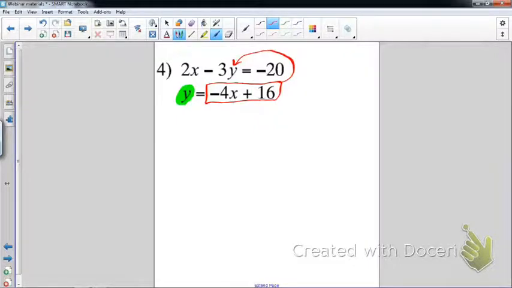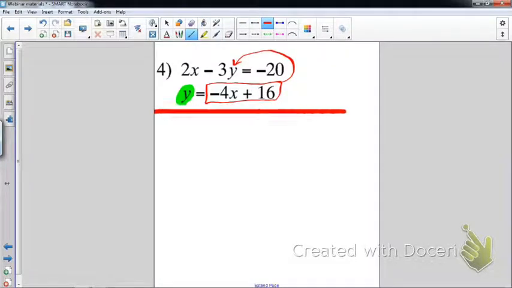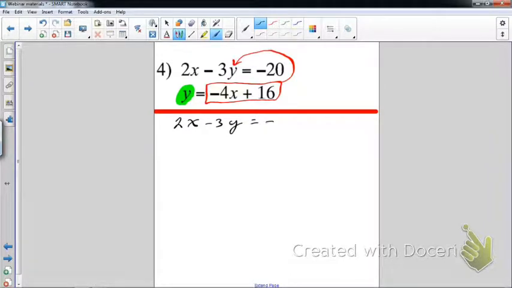So let me go ahead and do that really quick. Let me make a little area for myself, and I'm going to copy the first equation just so that you can see what I'm doing. And then on the second line, I'm going to go ahead and now substitute what I know about y.